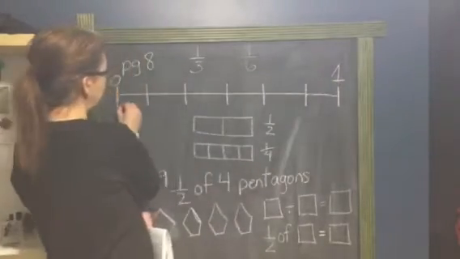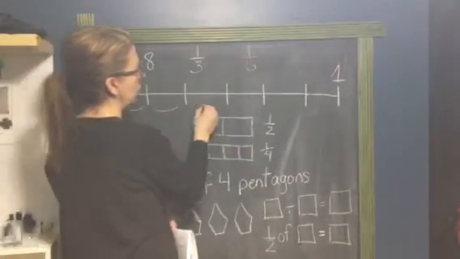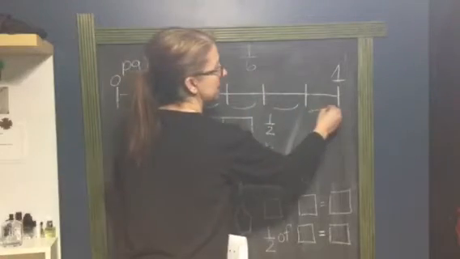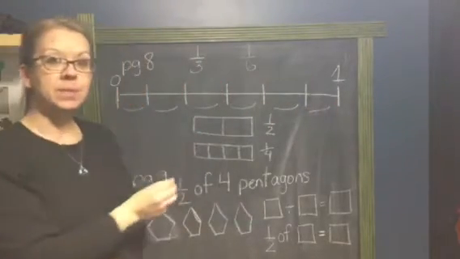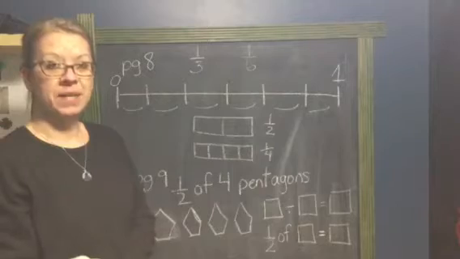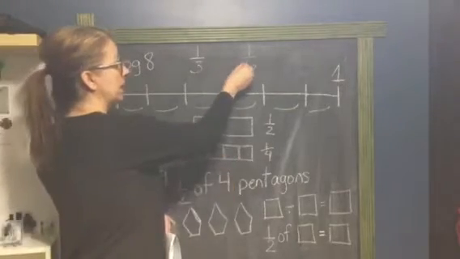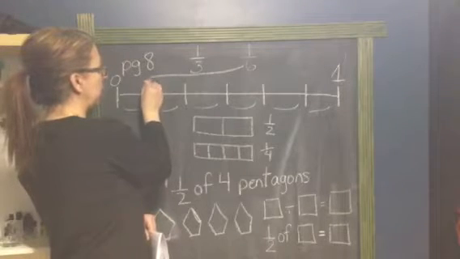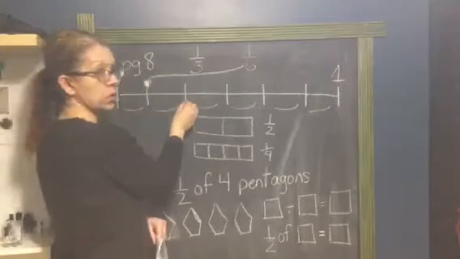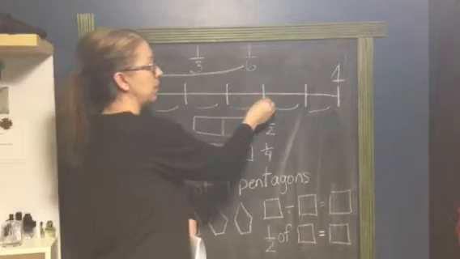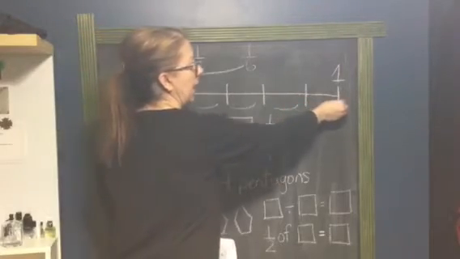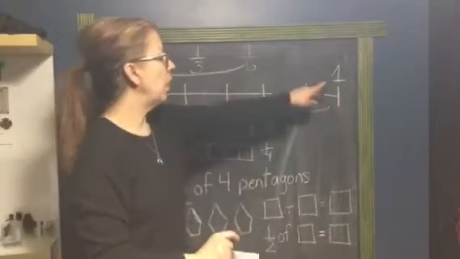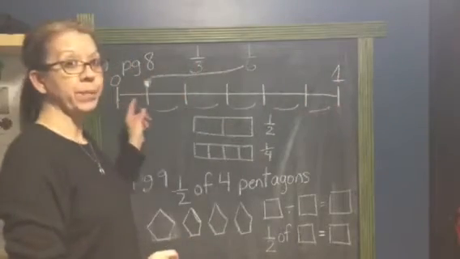So if I count this up, 1, 2, 3, 4, 5, 6, this number line has been divided into 6 spaces. So 1/6 would be right here. That would be number 1. This would be number 2. This would be number 3. This would be number 4. This would be number 5. And number 6 has a 1 there because the 1 is showing the whole number line.